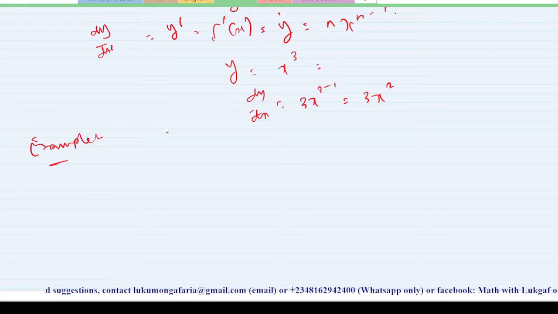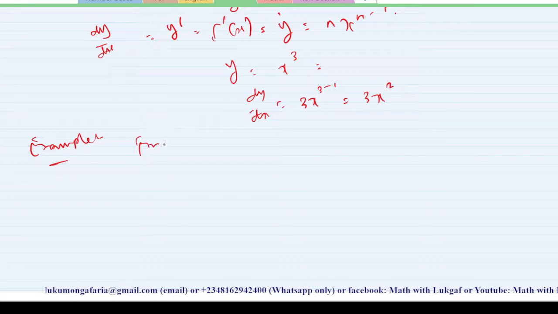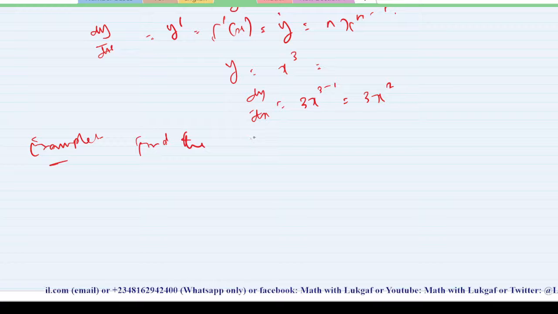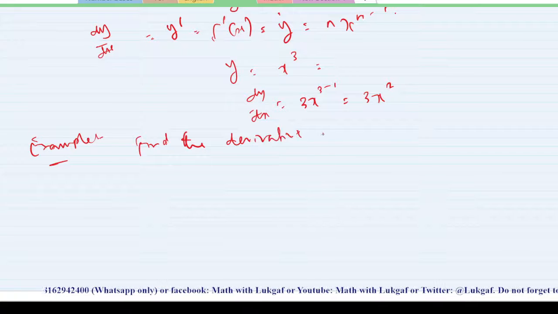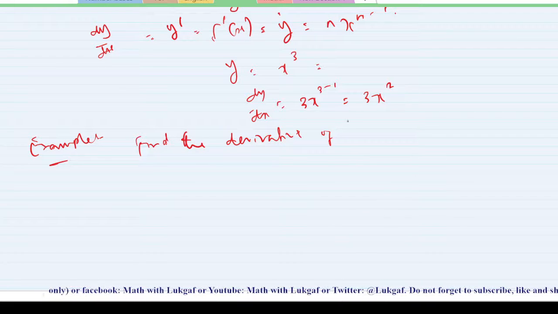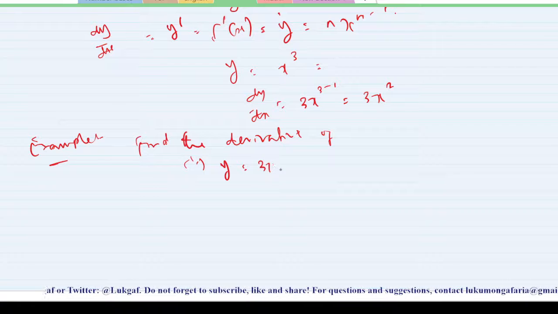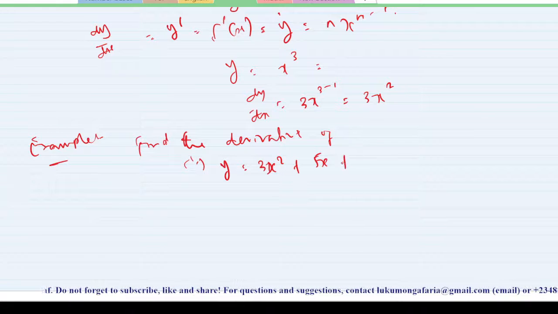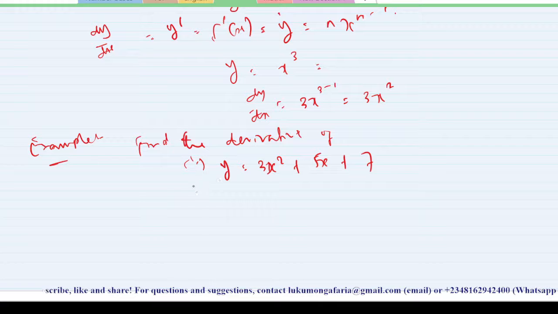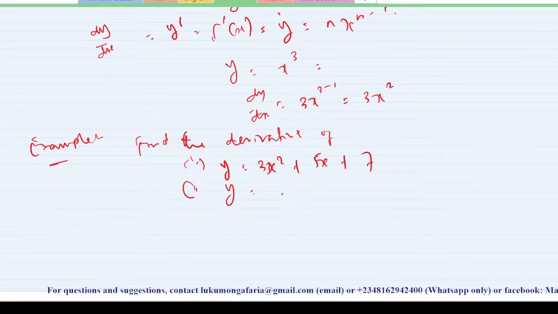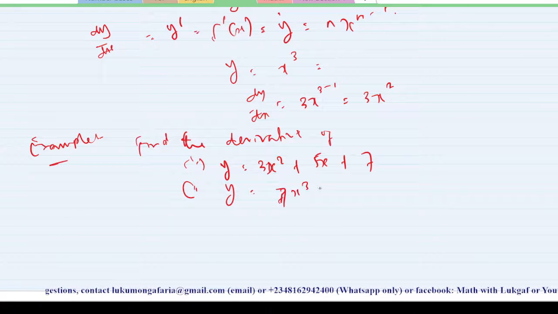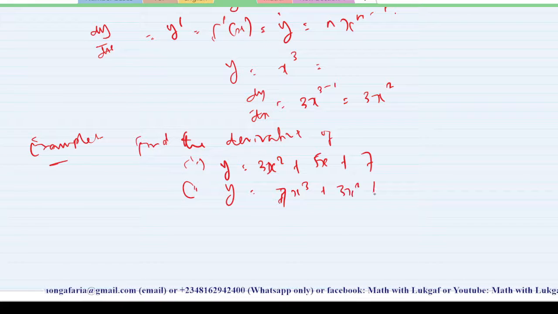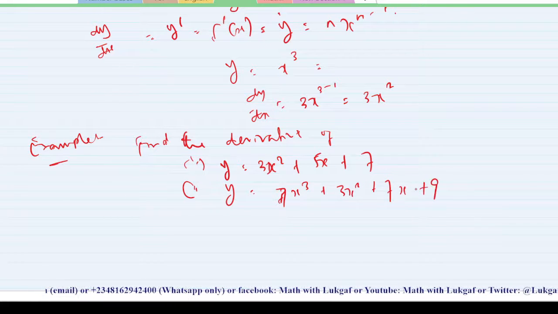Example: find the derivatives of number 1, y is equal to 3x squared plus 5x plus 7. Number 2, y is equal to 7x cubed plus 3x squared plus 7x plus 9. Yeah, this is very simple.